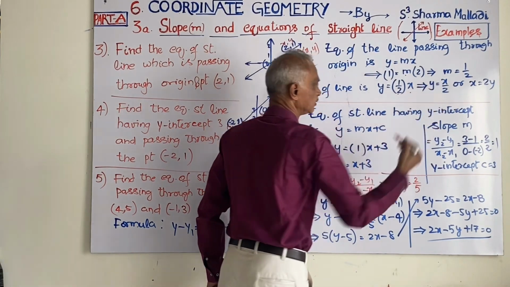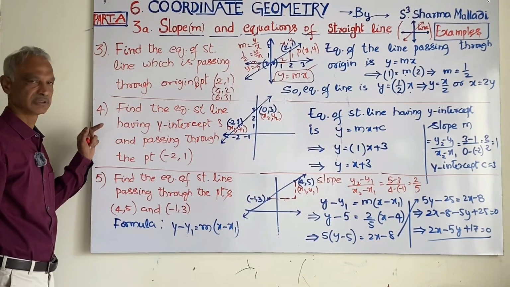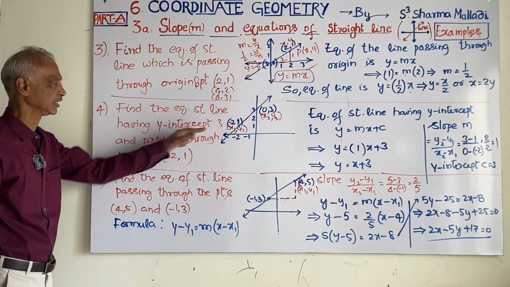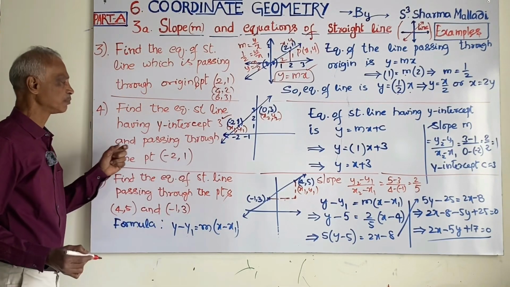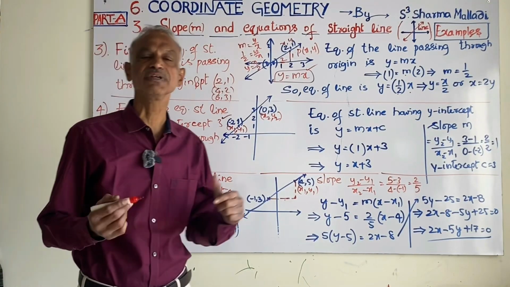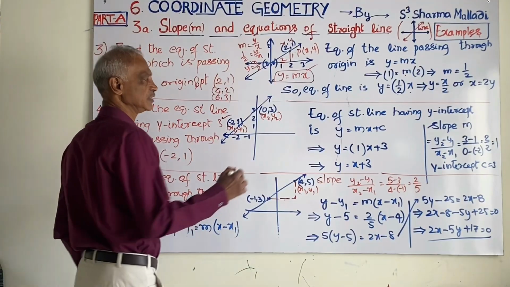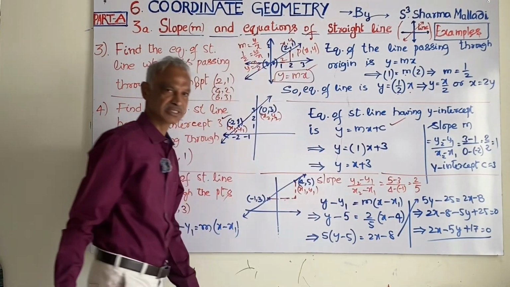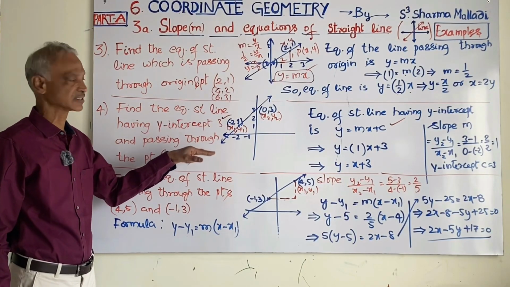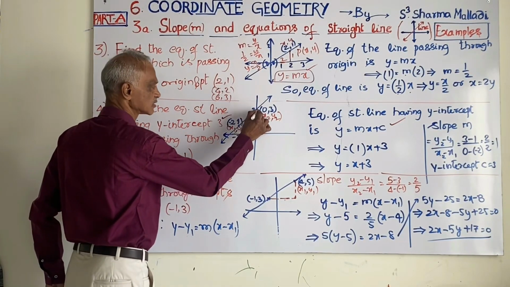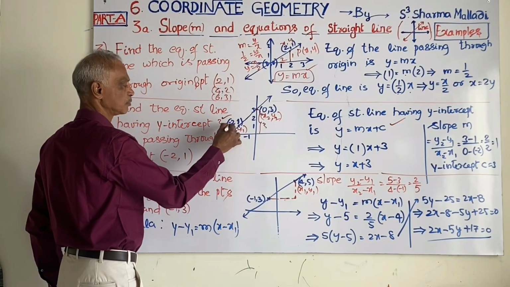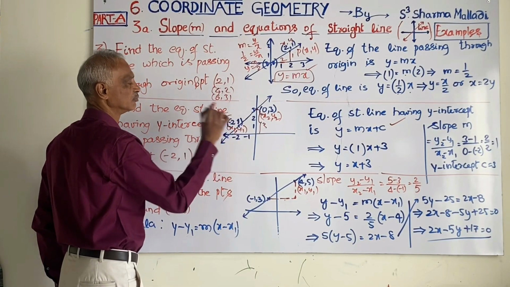Y is equal to x by 2 or x is equal to 2. Next, fourth problem. Find the equation of the straight line having y-intercept 3 and passing through the point minus 2, 1. The equation will be in the form of y is equal to mx plus c. It is intercepting the y-axis at 3, so this distance will be 3. This point will be 0, 3 and it is passing through minus 2, 1.